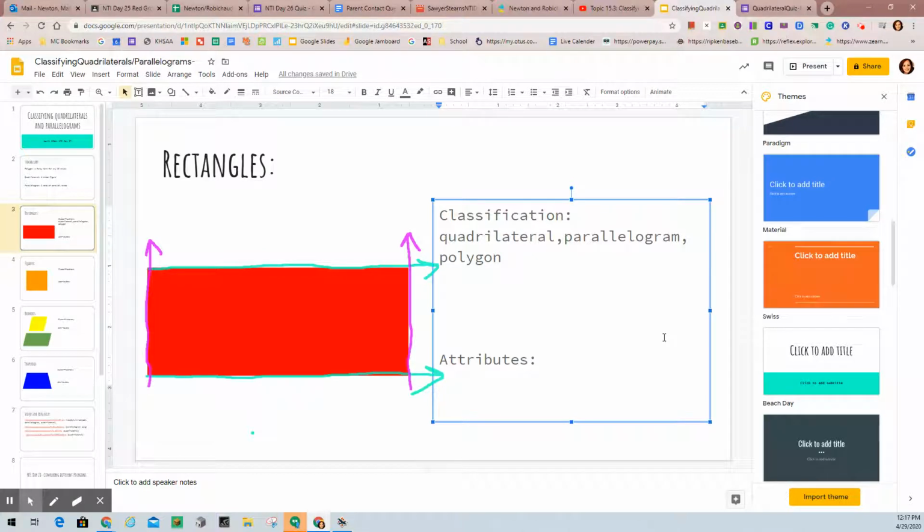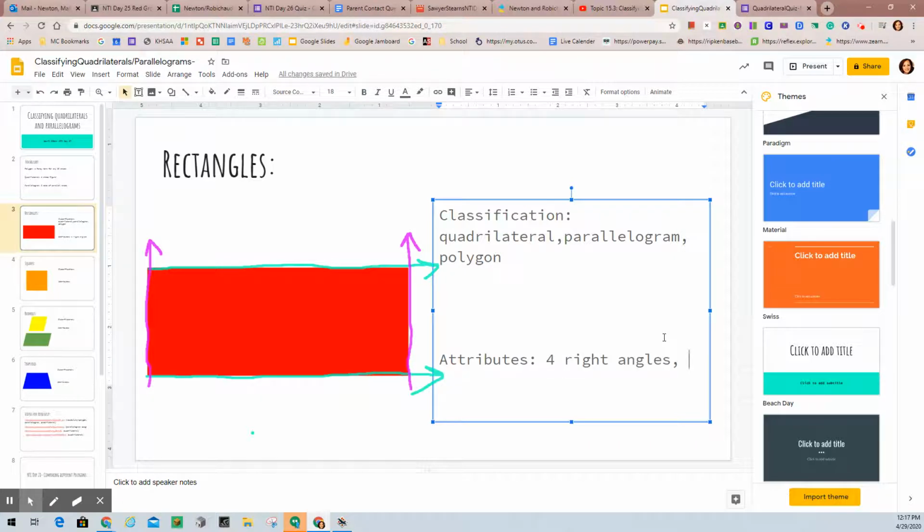Does it have an acute angle? Acute angle meaning less than 90 degrees. It does not. Does it have an obtuse angle? Meaning it measures more than 90 degrees. It does not. Does it have a right angle? It does. It has 4 right angles.